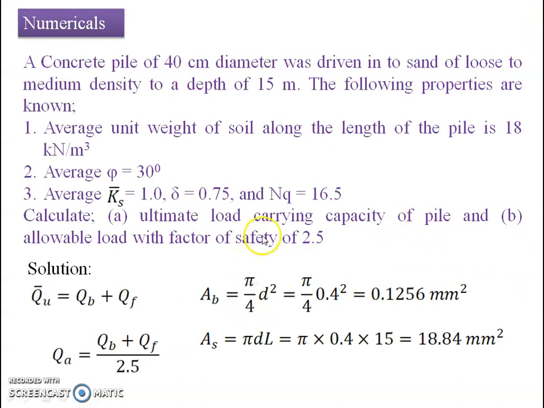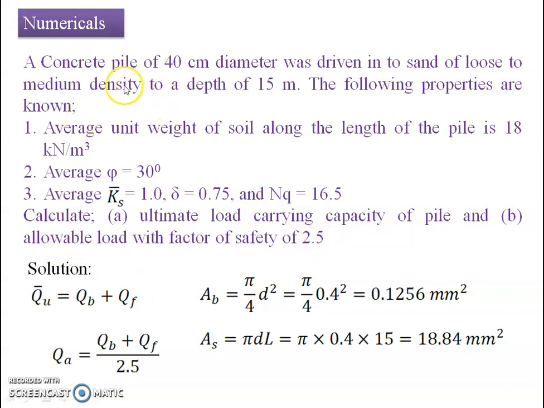Now let us go towards the numerical estimation. Let us start with the numerical statement. A concrete pile of 40 centimeter diameter was driven into sand of loose to medium density to a depth of 15 meter. The following properties are known: average unit weight of the soil along the length of the pile is 18 kilonewton per meter cube, average phi equals 30 degrees, average Ks bar equals 1, delta equals 0.75 and Nq equals 16.5. Calculate A, the ultimate load carrying capacity of the pile, and B, the allowable load with a factor of safety of 2.5.